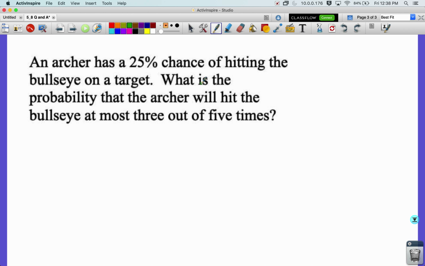An archer has a 25% chance of hitting the bullseye on a target. What is the probability that the archer will hit the bullseye at most 3 out of 5 times? So this is a binomial probability because this is not 50-50. When it's 50-50, it's a little bit easier, but now we've got a 25% chance of a hit, which implies a 75% chance of a miss.